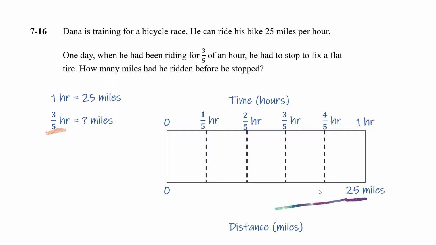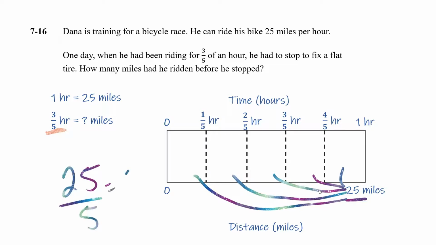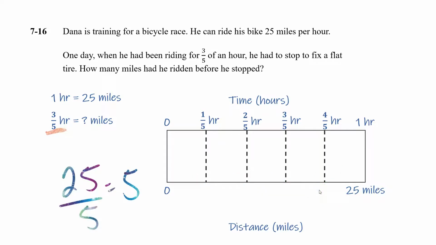I need to split up that 25 evenly into each of the 5 groups. So I'm going to do 25 divided by 5, which is 5, and that tells me that each of these sections represents 5 miles. So after 1/5 of an hour, he's able to go 5 miles. After 2/5, 10 miles, and so on and so forth, adding 5 miles for every 1/5 of an hour.